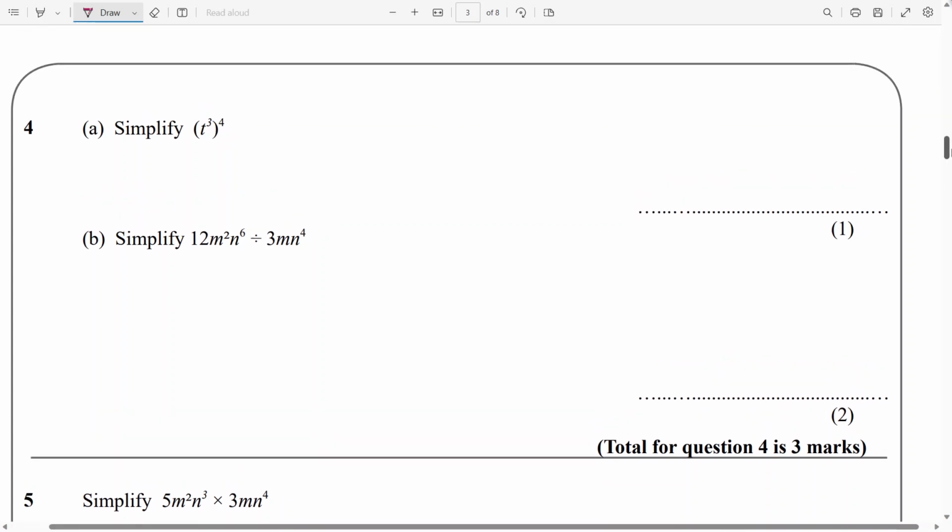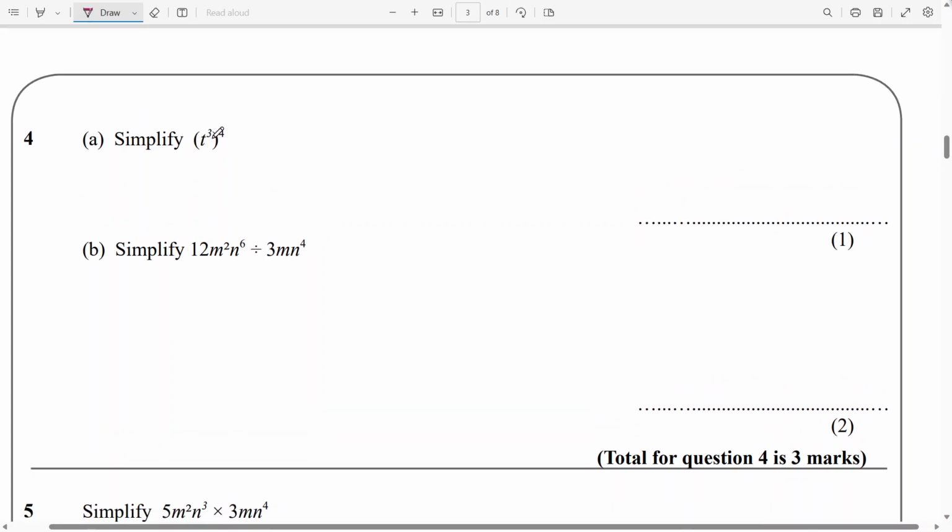And this will be t to the power of 3 times 4, so t to the power of 12.